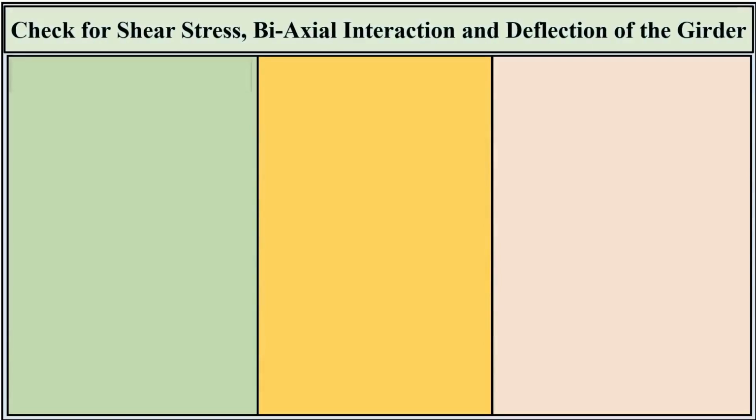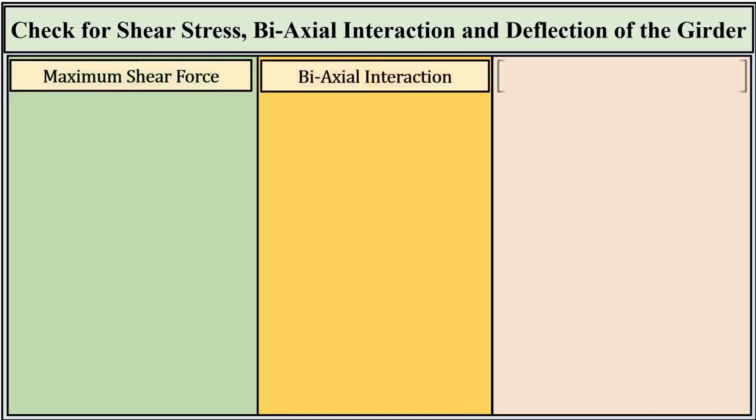The title of this slide is Check for Shear Stress, Biaxial Interaction, and Deflection of the Girder. In this final design phase, we ensure that our built-up section meets all the safety and serviceability criteria required by the standards. Now it is the time for shear stress calculation and check.